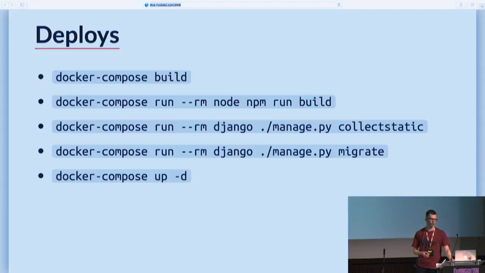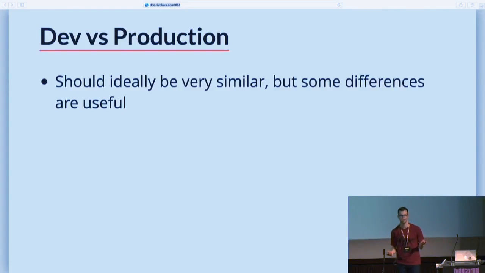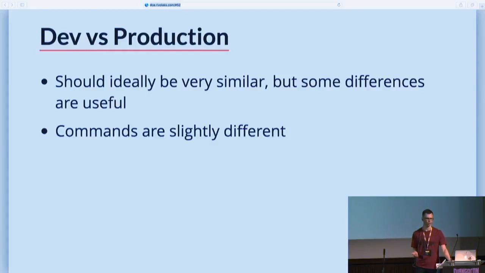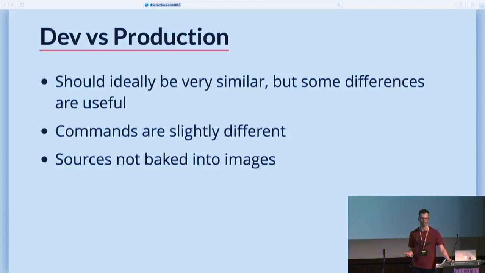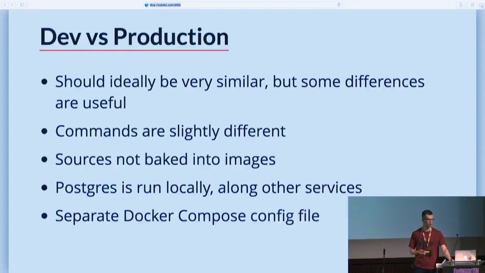Now, let's move on to the development environment. Development and production should ideally be quite similar to each other. But I guess we can all agree that some changes can be useful there. Quick overview of the changes. We will use slightly different commands. We won't be copying the source files into images. We do want to use Postgres as a local service in this case, because we don't want to require developers to download and install the Postgres server themselves, and a specific version of it. And to do all that, we'll be using a separate configuration file for Docker Compose.